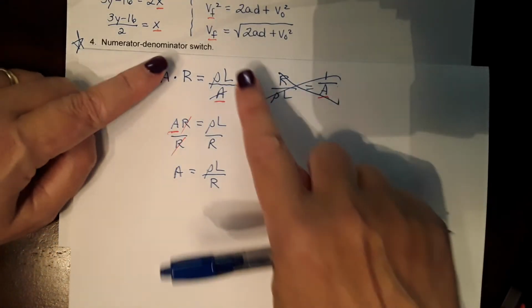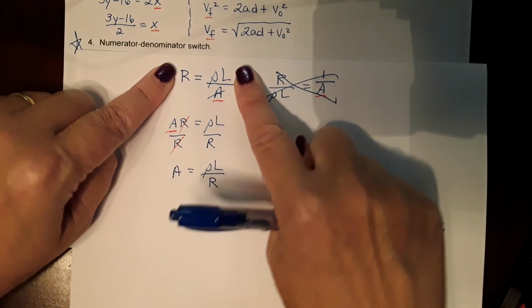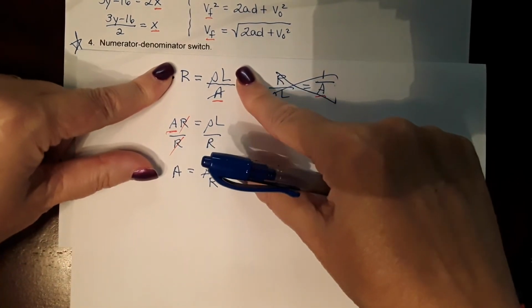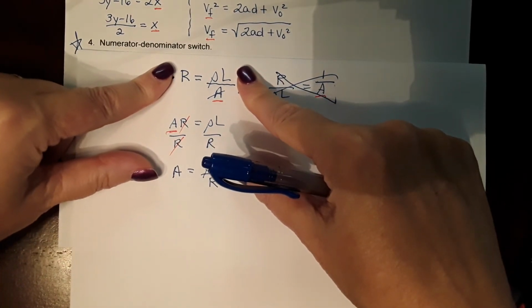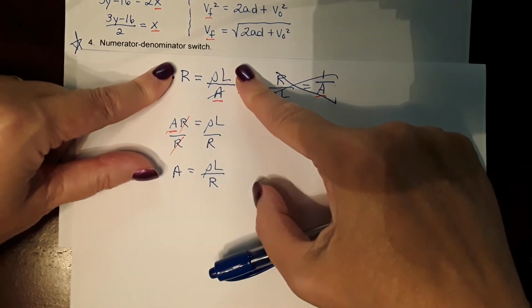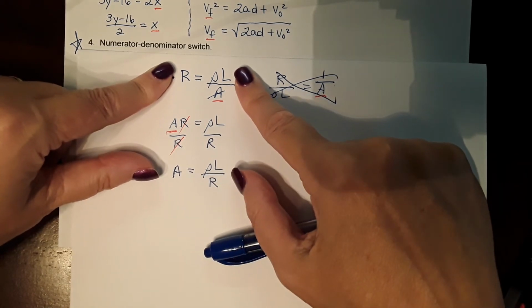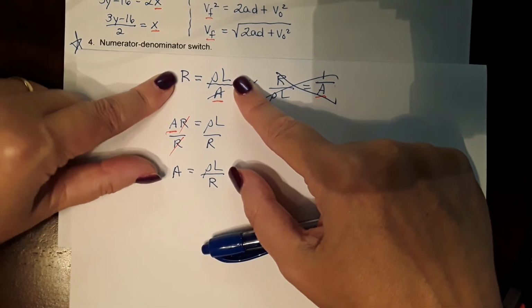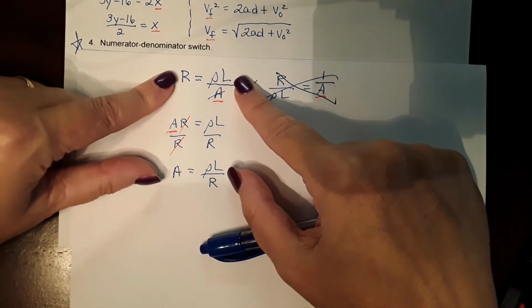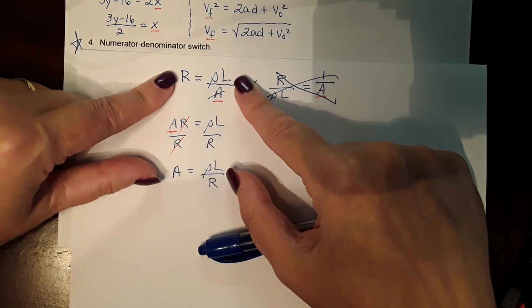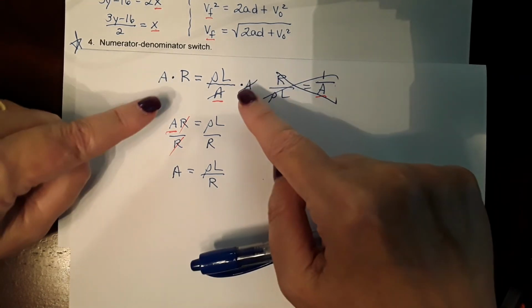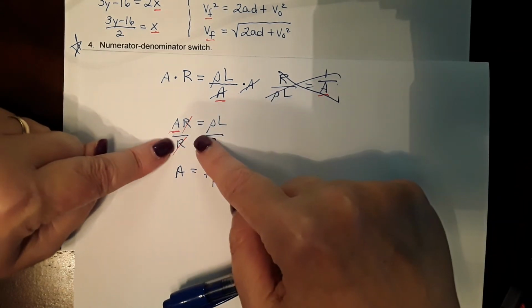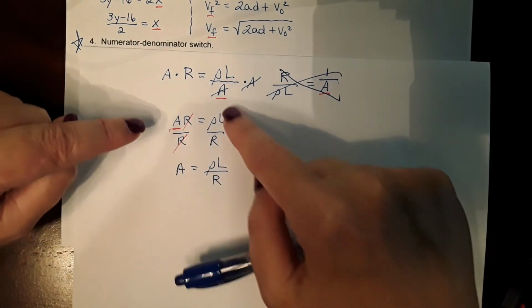From the original formula to the final formula, what have we done? Even though it took all those algebra steps, what have we done from up here to down here? All we've done is switch the numerator and denominator on opposite sides. That's all we've done.